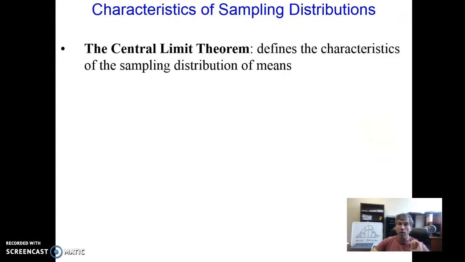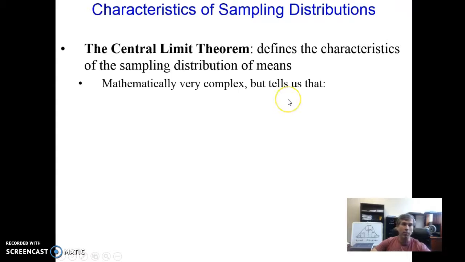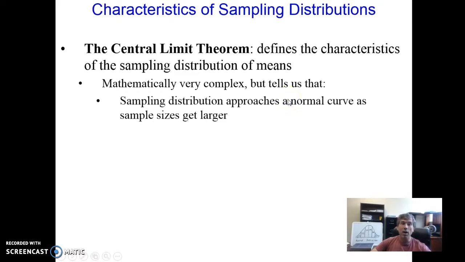So there are proofs of everything that I'm talking about today. They are beyond the scope of this class. They are not something that we're interested in delving into. You're going to have to take it on faith or look it up on your own. So the central limit theorem gets into, again, a lot of higher level math, but for our purposes, the key things it tells us are some of the key characteristics of that sampling distribution.